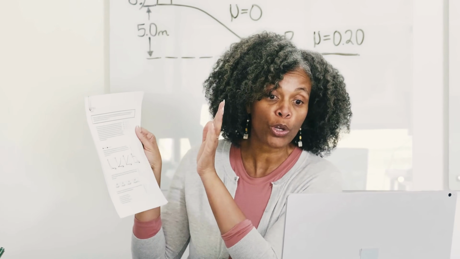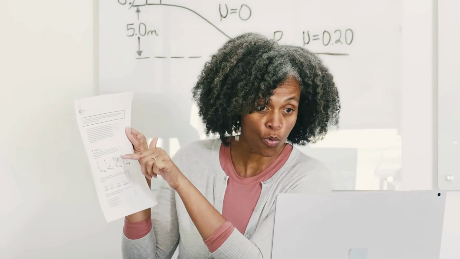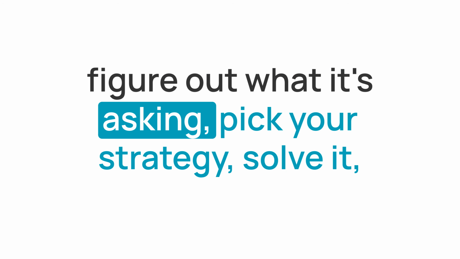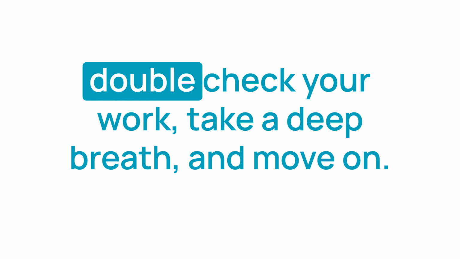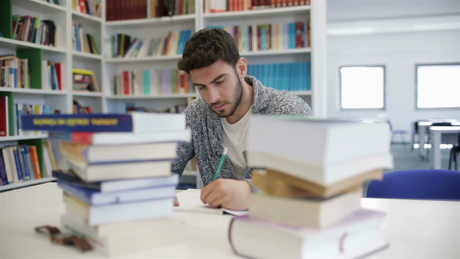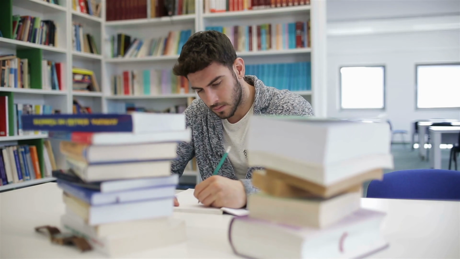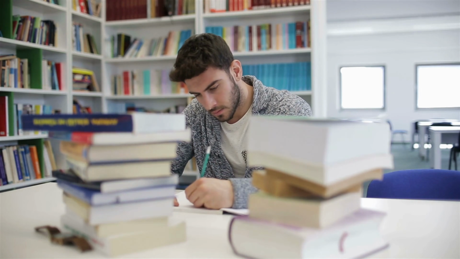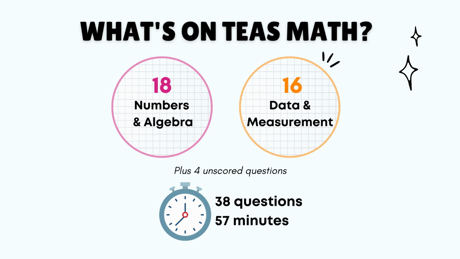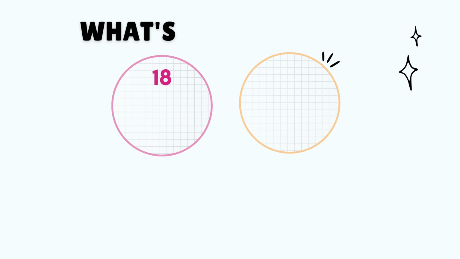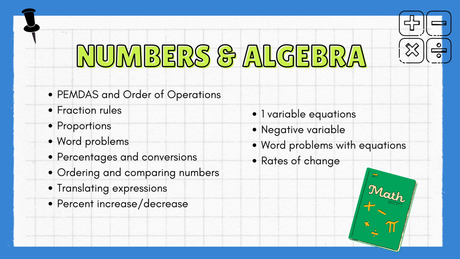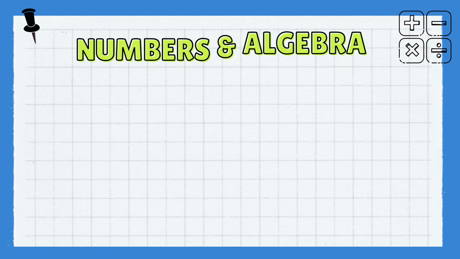You'll have 57 minutes to answer all of these questions. That means you'll have 90 seconds to read the question, figure out what it's asking, pick your strategy, solve it, double check your work, take a deep breath, and move on. This is why doing those practice questions and memorization now for just little bits consistently will really help you on the TEAS math section. You'll have 18 TEAS math questions on what's called numbers and algebra, and 16 math questions on measurement and data. Your 18 numbers and algebra questions will cover a variety of topics, and you'll have on average 1 to 2 of each of these types.